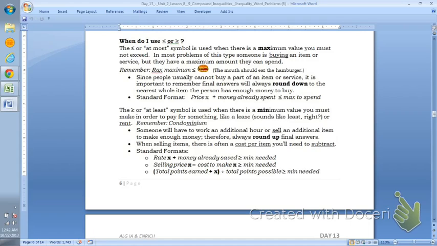The standard format for these problems, and it's usually the same scenario, is a price times your variable plus any money you've already spent. Now, if you have a coupon or a discount, then that would be a subtraction of the money. So an alternative you could have is minus discounts.